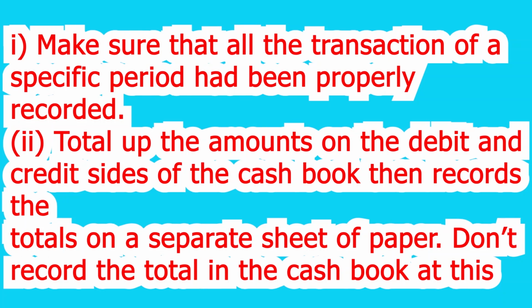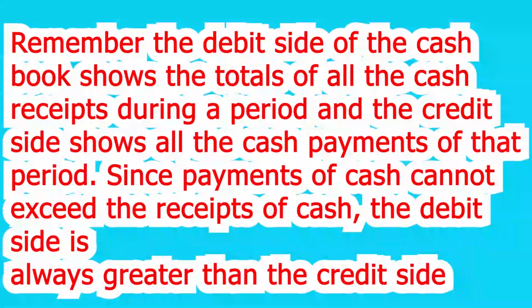Our second step: total up the amounts on the debit and credit side of the cash book, then record the totals on a separate sheet of paper. Don't record the total in the cash book at this stage. Remember, the debit side of the cash book shows the totals of all the cash receipts during a period, and the credit side shows all the cash payments of that period.